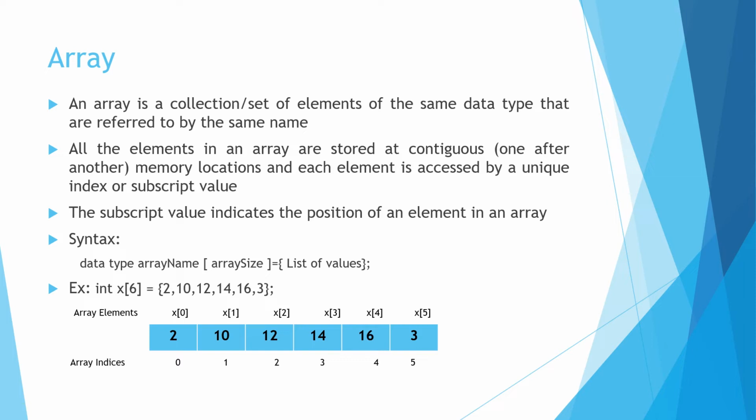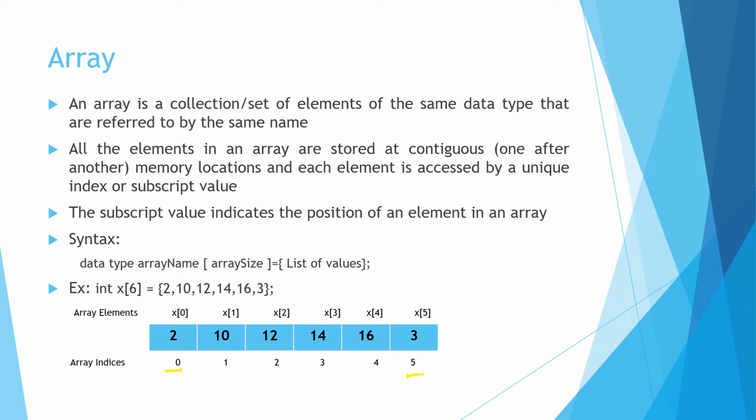For example, in this array, we have integer array x of 6. Here we have the values 2, 10, 12, 14, 16 and 3. Array index will always begin with 0 and it will end with the value n minus 1. Let's say in our case n is 6, then the last index will be n minus 1, that is 6 minus 1 equal to 5.